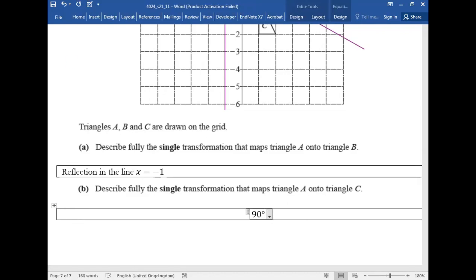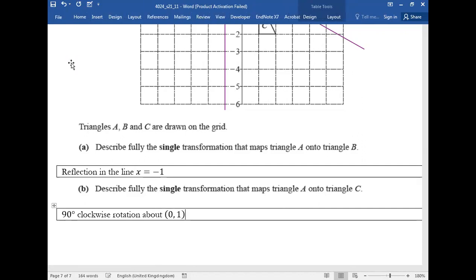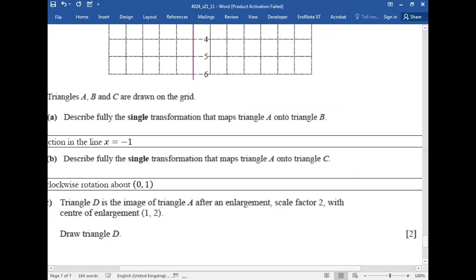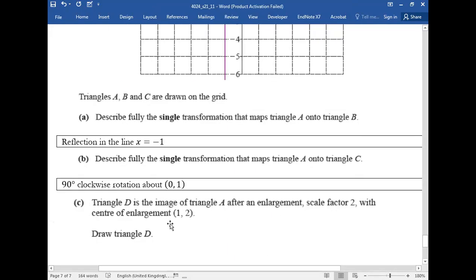90-degree clockwise rotation about. Just writing this statement will give you 3 marks. Now think about it, compare it with the other topics. Are these an easy 3 marks or are these difficult 3 marks? You just need to be vigilant about it.